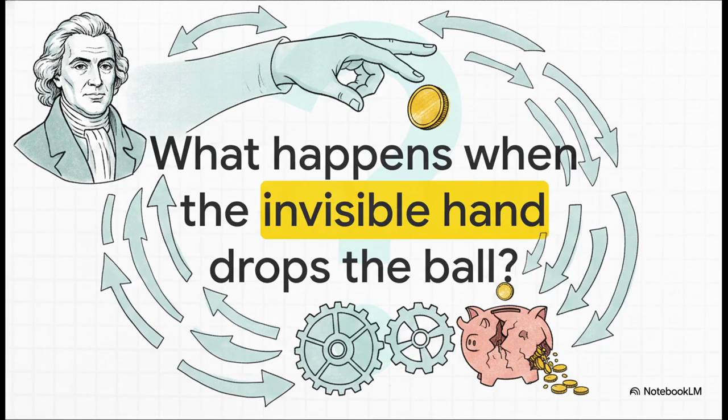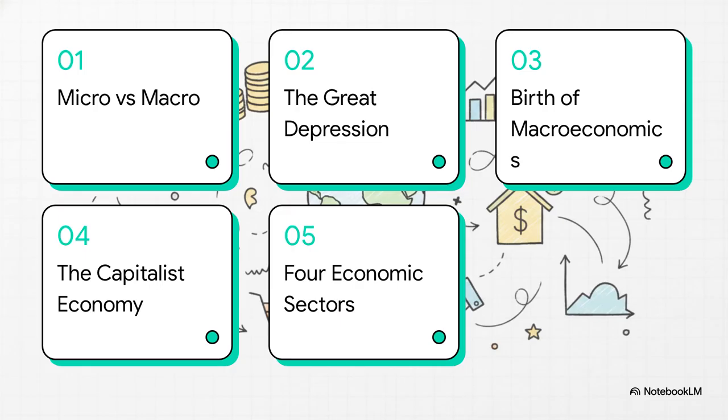But here's the million-dollar question. What happens when that invisible hand drops the ball? What happens when millions of individuals doing exactly what's best for themselves accidentally creates an absolute economic disaster? Okay, let's map out our journey today in 5 quick steps.